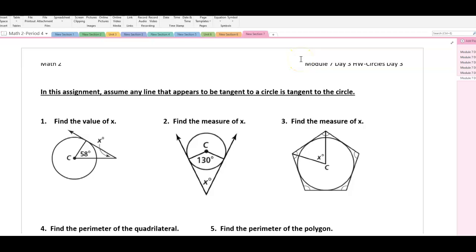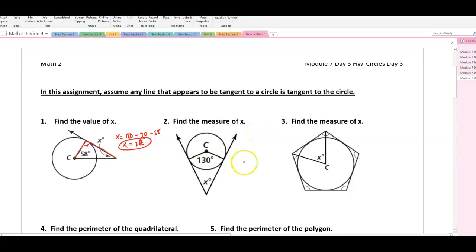All right, so let's really quick go through this assignment. The first one, you are using the fact that you have a radius here and a tangent here, which makes that a 90-degree angle. So what do all three angles in a triangle have to add up to? 180 degrees. So 180 minus 90 minus 58 would give you 32 degrees.